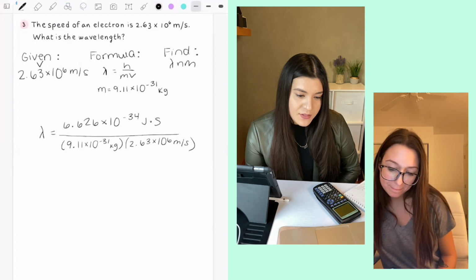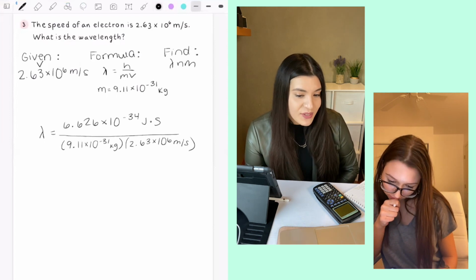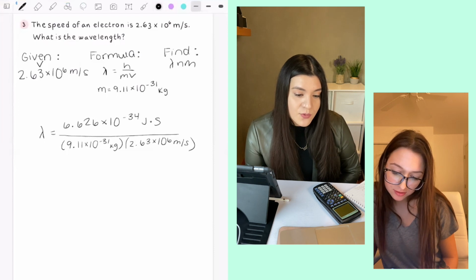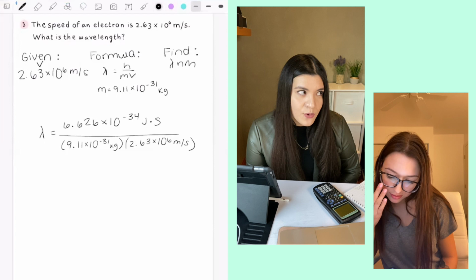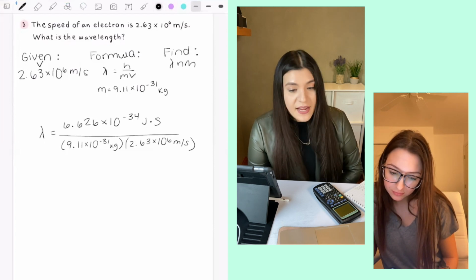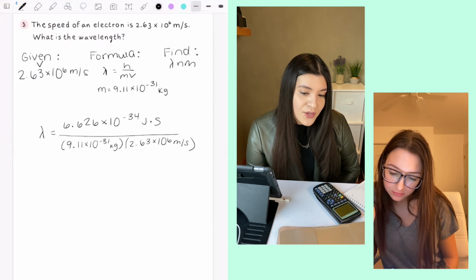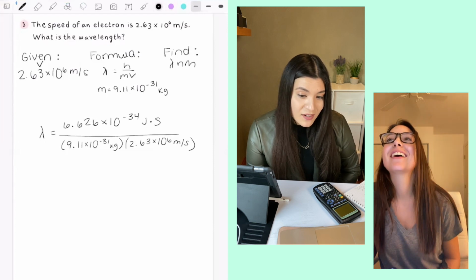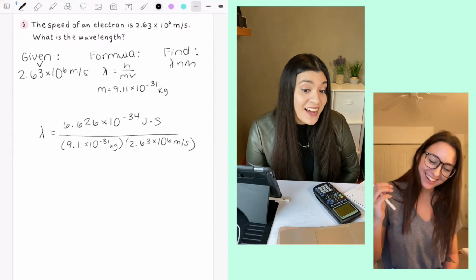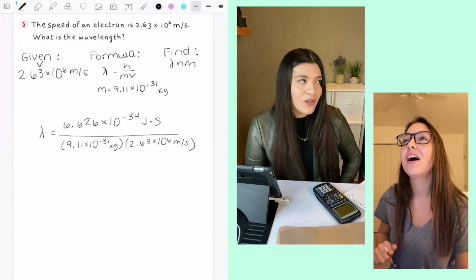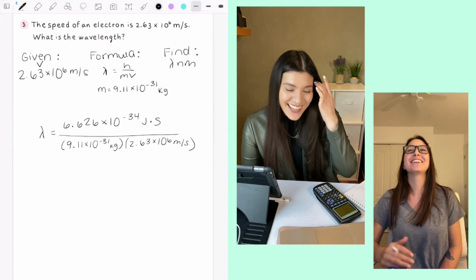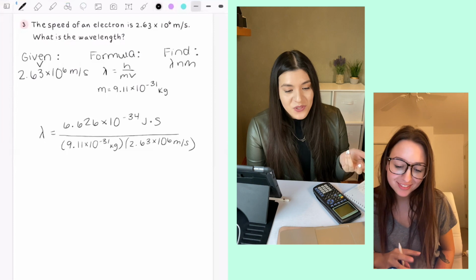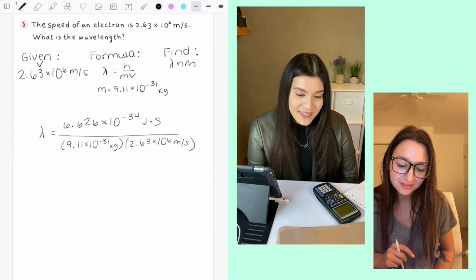So would every single unit cancel out? No. So what units wouldn't cancel out? First off, at the end of this we're probably going to get meters and then have to go to nanometers. But what other units would be left behind and wouldn't cancel? Joules and kilograms. Perfect. Kilograms and joules. So 1 joule is equal to the kilograms times meters squared divided by second squared.